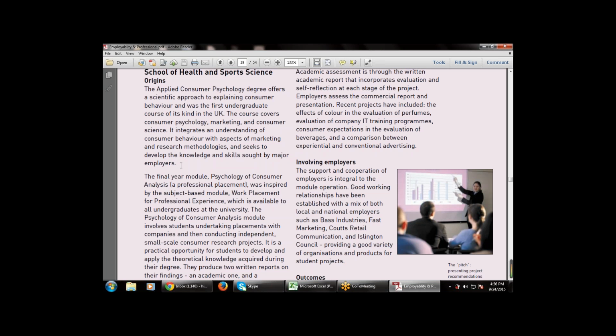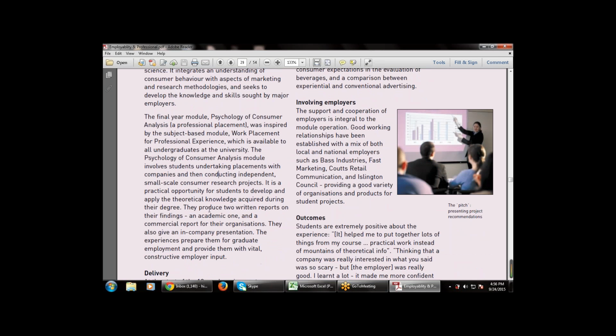The final year module, Psychology of Student Analysis, was inspired by the subject-based module Work Placement for Professional Experience, which is available to all undergraduates at the university. They also produce two written reports on their findings. One is an academic report, and one is a commercial report for their organization.